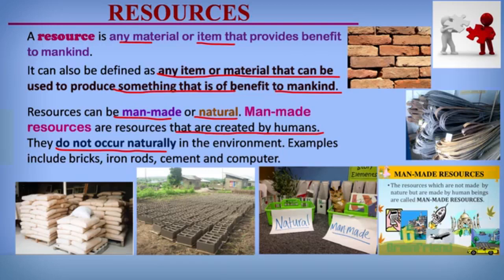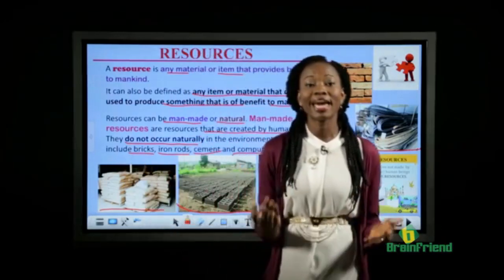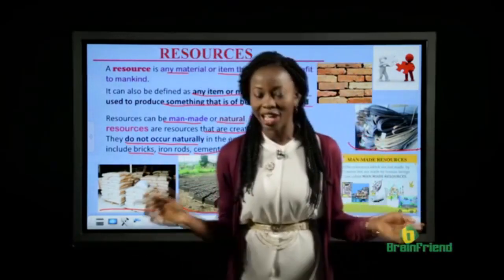Can you mention any example of man-made resources? Take a look at your environment once again. What item can you see around you and can you say they are made by man? Let's look at some examples. We have bricks, or we can call blocks. These are used to build houses. They are made by man. They are man-made resources. We have iron rods, also used for construction and for building. We have cement, computer, and so on. All of these items were created or made by humans. It will interest you to know that these items were made from natural resources.